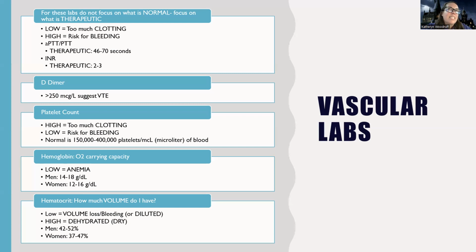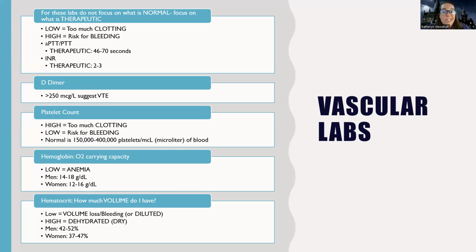It's not the DVT itself that causes them to lose blood, but through the treatment of it, they can have blood loss or bleeding. So I need to know the normals here. I don't worry too much about it being too high. Yes, there are polycythemia vera and stuff like that. But more we're going to worry about it being low, which could be a sign of anemia. So for men, the normal is 14 to 18.